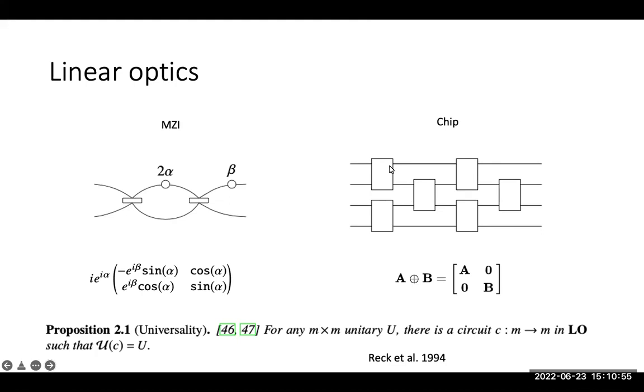It turns out that by just using these basic components, you can parameterize any unitary map on M modes. So for any M by M unitary U, there is some circuit of MZIs with some values of the parameters, such that the classical interpretation of the circuit is the unitary. This was shown by Reck et al. in 1994, and then there have been improvements. There's a paper by Clements et al. where this architecture is shown to be universal.